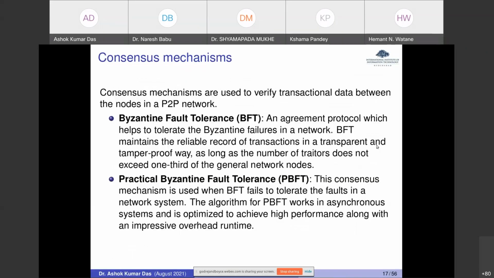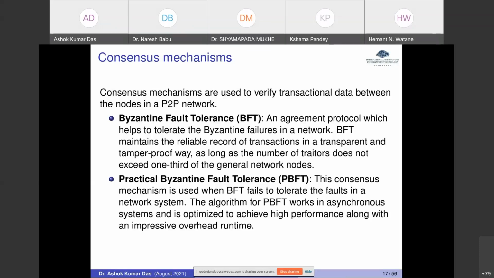Now let us come to the discussion where we will talk about an agreement protocol known as consensus mechanisms, which can be used to verify transactional data among the nodes in a peer-to-peer network. There are several consensus mechanisms. For example, the Byzantine fault tolerance algorithm.